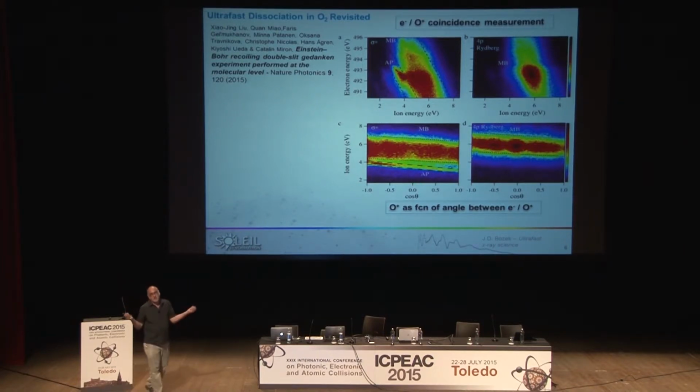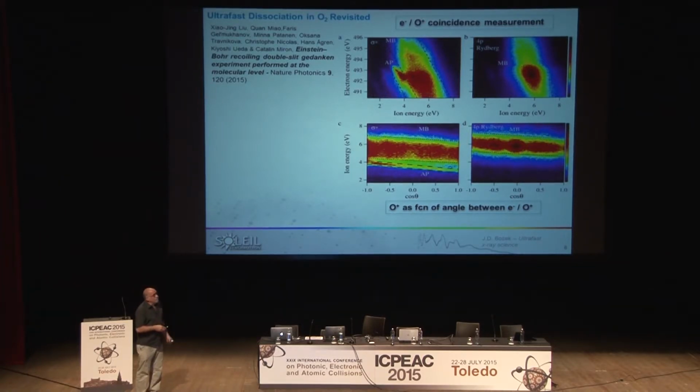If you plot this in a different way, if you plot now the ion energy as a function of the angle between the ejection of the electron and the ion, it becomes very clear what's going on here. When you plot the ion energy as this function of this angle, what you see is a very clear distinction between this atomic peak line and this molecular band line. And you see the dispersion is faster in the atomic peak line as a function of angle than it is in the molecular band, whereas here you see nothing.